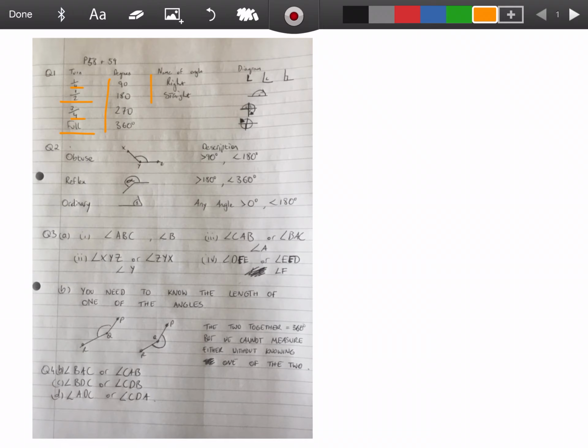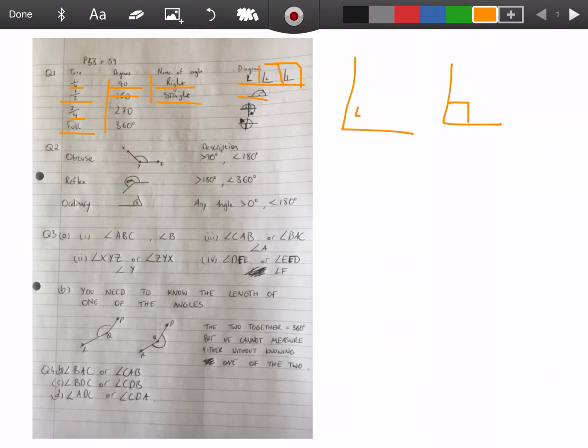So nice and straightforward. We got 90 degrees, which is a right angle, and we can use these two diagrams to represent that: either your corner with a little L inside, or your corner with a little square on the inside to show that that's happening. You can see we can do the same for 180 degrees as a straight angle, and you're given the diagram for that.